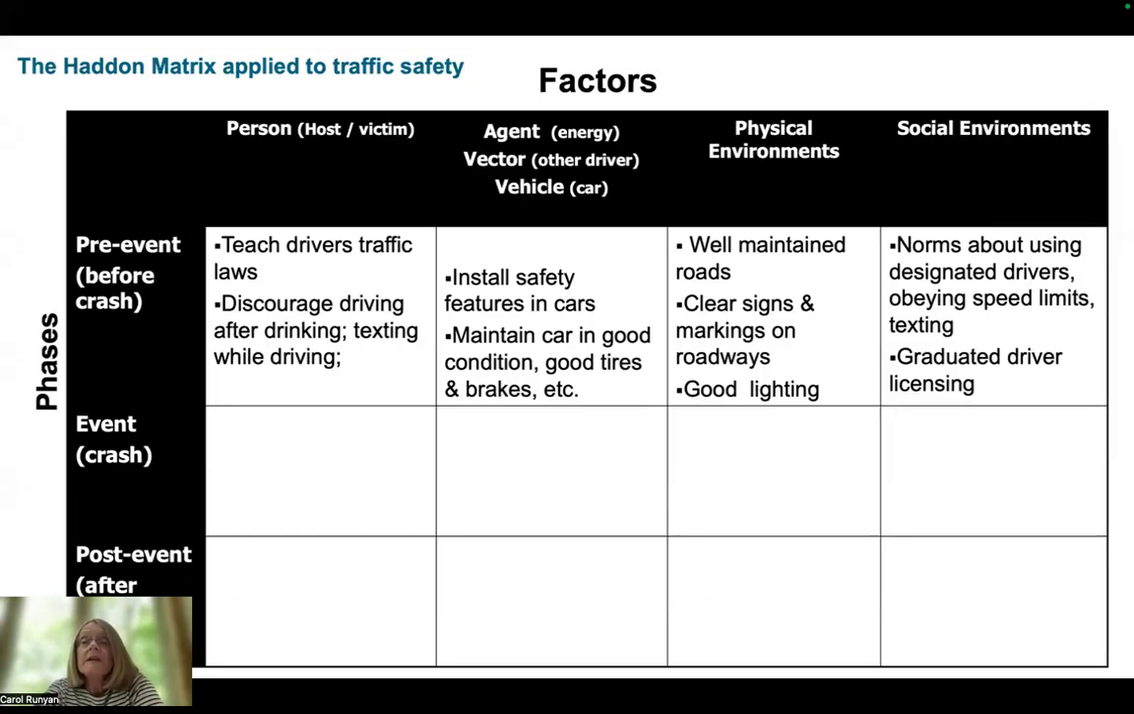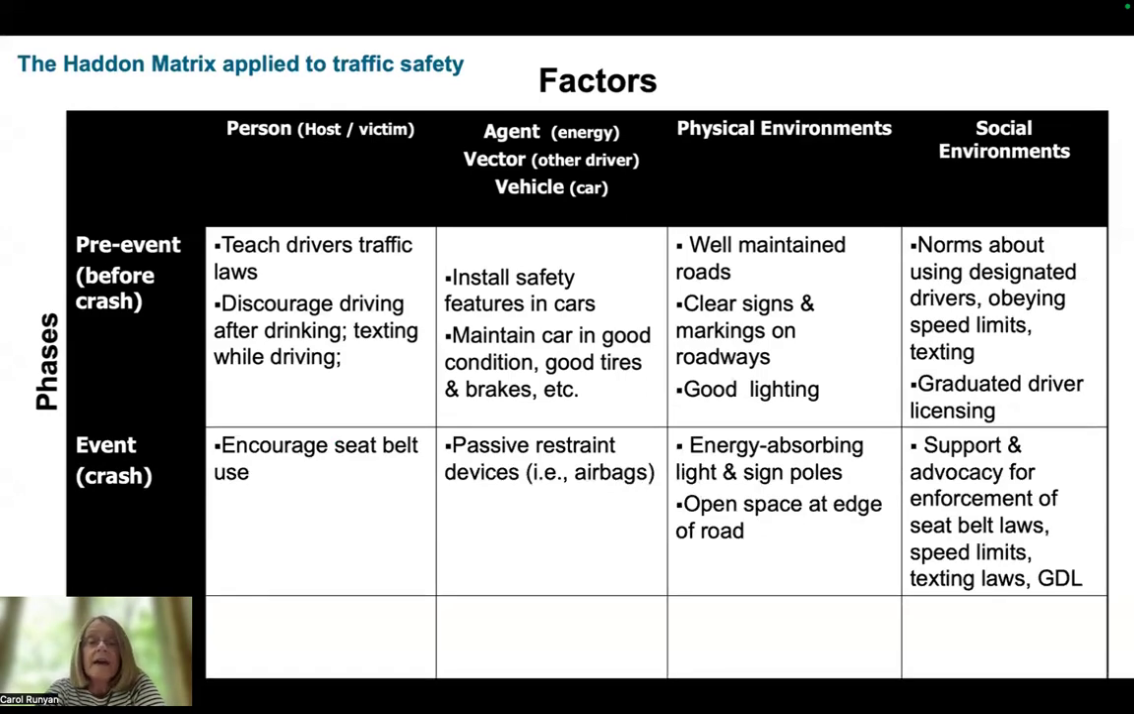We can also look at and modify factors in the social environment, thinking about the norms about using designated drivers and trying to stress the importance of not driving while under the influence, stress the importance of obeying speed limits, and ensure that we're enforcing those laws and texting laws, and instituting graduated driver licensing as a policy to ease adolescents into the driving task. So those are all examples of pre-event strategies.